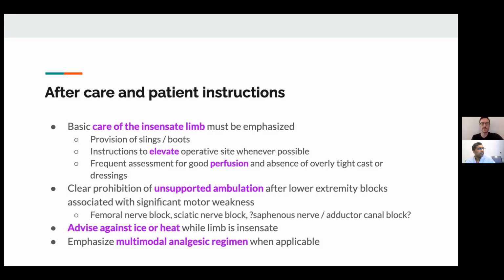Make it very clear that unsupported ambulation, if they've had a lower extremity block, like a femoral nerve block or sciatic nerve block, and probably even a saphenous nerve block, absolutely can't happen, because of the chance of a fall. We don't want to hear about anybody having a fall at home or in the parking lot. So I do try to be quite clear about that, and the nurses are also quite attentive to that.